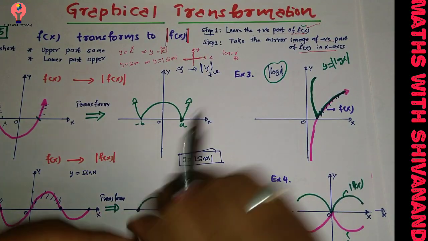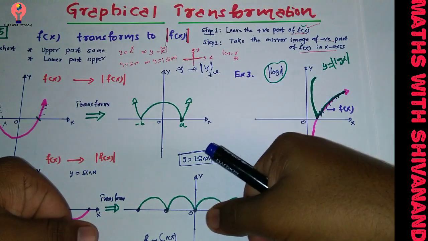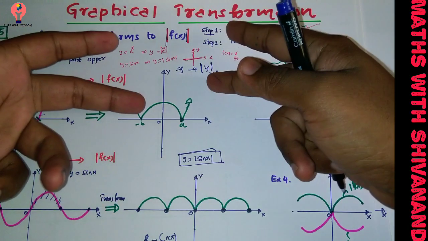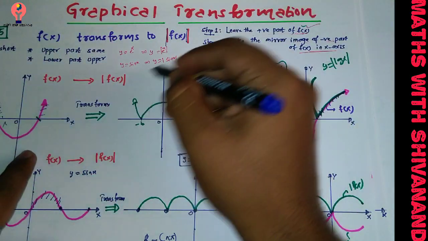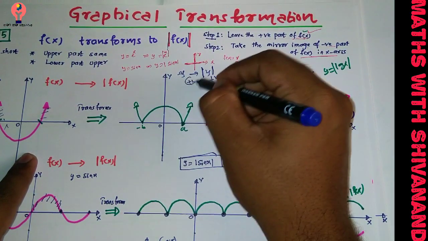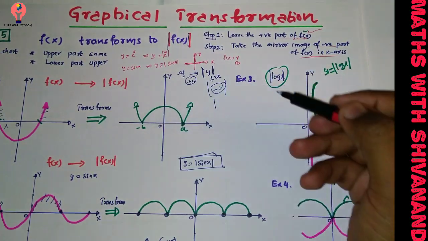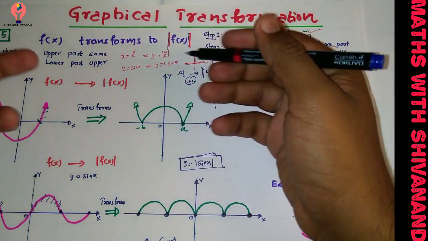So what will happen here? After applying the mod, your negative value of y becomes positive. Because of that, we are reflecting with respect to x axis here. Initially, your y is say minus 2, right? After applying the mod, it will become positive. So because of that, I am flipping the graph here.